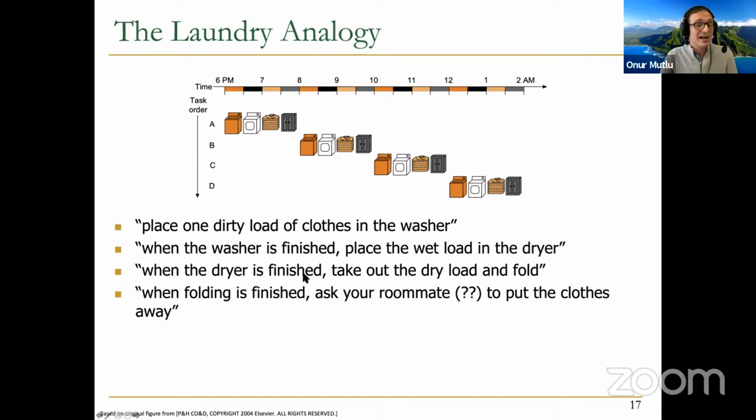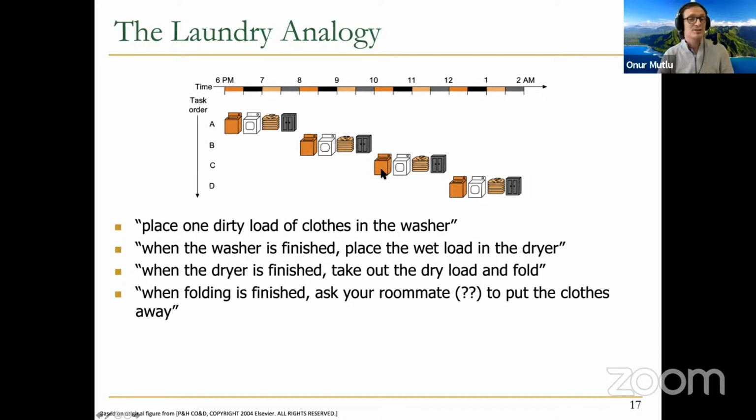And then when the dryer is finished, take out the dry load and fold. And when the folding is finished, put the clothes away basically somehow, or ask your roommate to do it for you, whatever you would like to do. And assuming each stage takes 30 minutes over here, this is a multi-cycle laundry machine, let's say. Basically, you finish one load every 4 cycles, and each cycle is 30 minutes in this case, as you can see. So one load finishes after 2 hours.